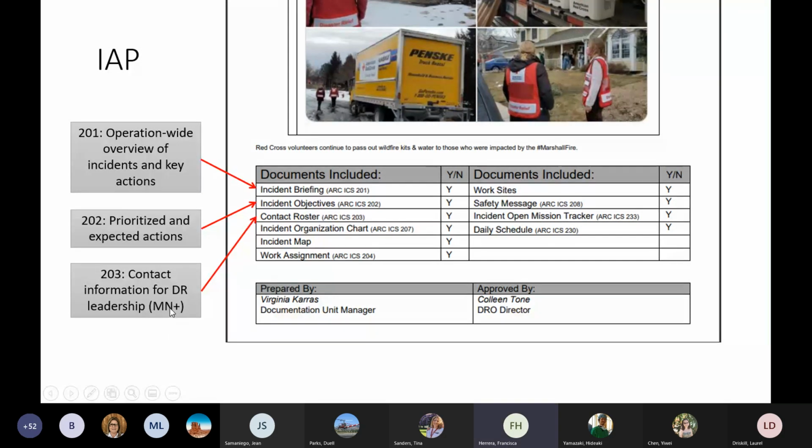In terms of the 203, you're probably very familiar with the contact roster. It contains a wealth of different phone numbers and emails and contact information, names of key leaders in the incident. Those are all really important to know. So the 203 essentially is your big communications list, right? How do I reach everybody?